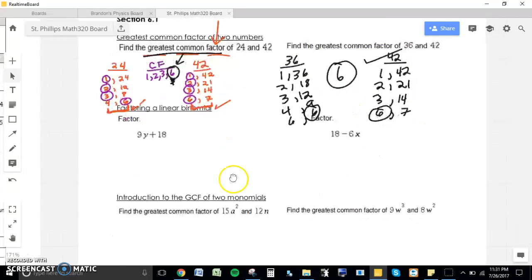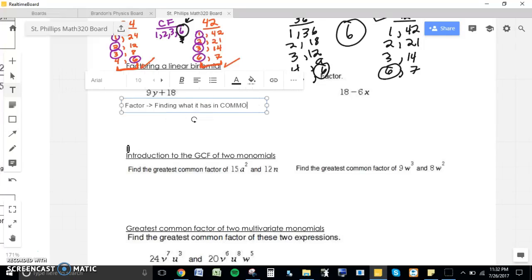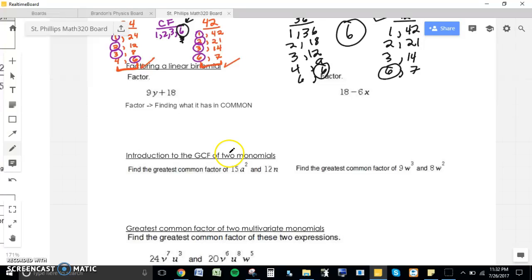So there we go. Moving on, they want you to factor these two expressions. Factoring isn't complicated. Factoring basically means what? When you factor something, you're just finding what it has in common. That's it. So what does 9y and 18 have in common? What's the largest amount that they have in common?